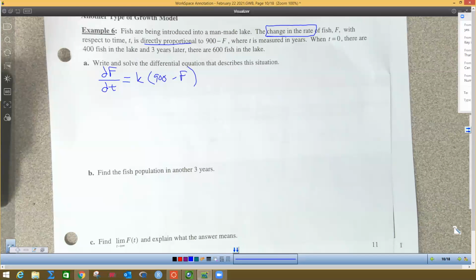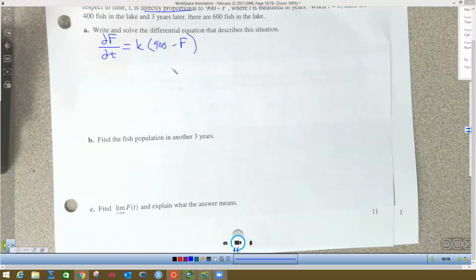What I'm going to tell you again is, we did a bear problem that was just like this. So this 900 is the most amount of fish you can have in that lake, because you can't have negative fish. So that 900 is the answer to this. That's the limit as t goes to infinity. Okay, so that's it. All right.